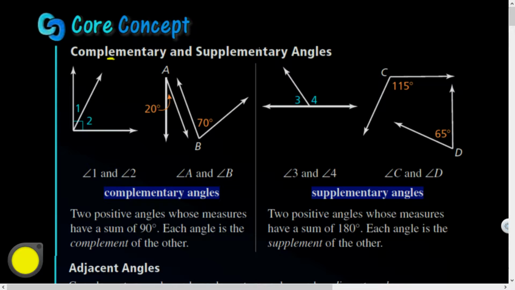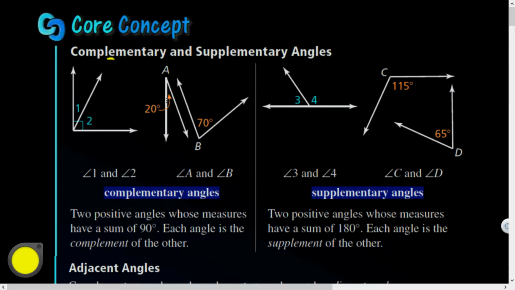Complementary and supplementary angles. So complementary angles are two positive angles whose measures have the sum of 90 degrees. Each angle is the complement of the t'other. I like it. So here's angle 1 and angle 2. Your complementary angles could be hanging out side by side, back to back, like a buddy cop angle movie. And those would be complementary. And when their powers combine, they're a right angle.